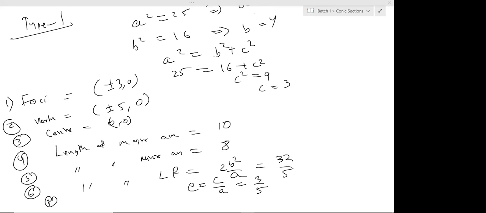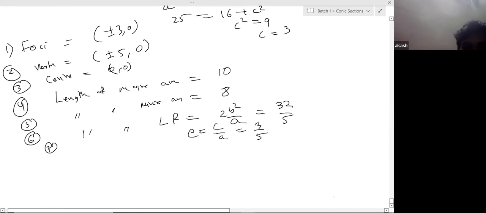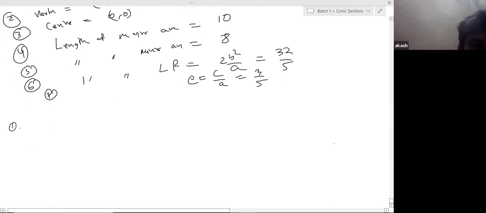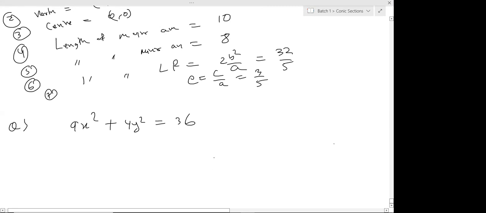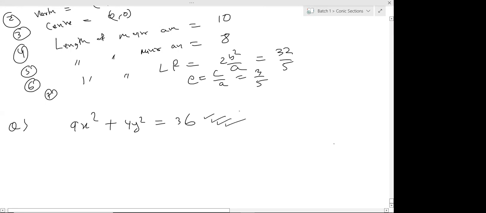So let's try the next question. Find all of these things. The ellipse is 9x square plus 4y square equals 36. What will be the first step here? To divide by 36, right? Yeah, you have to make the right hand side 1. I'll give you a few minutes.